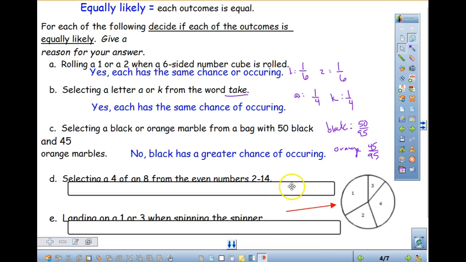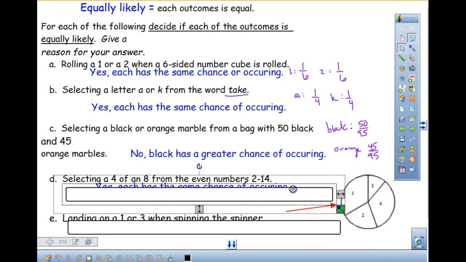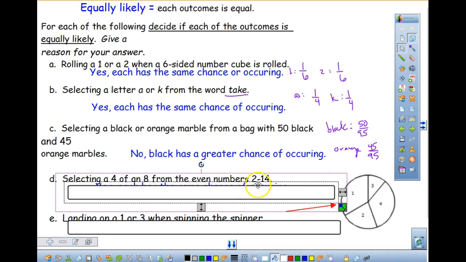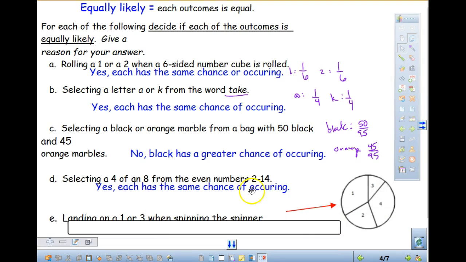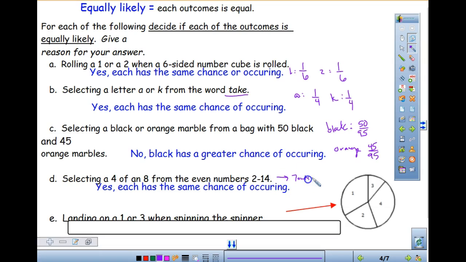If we are looking at this next one, selecting a 4 or an 8 from the even numbers 2 to 14, do we think that is equally likely? In this case, we would think, yes, it has the same chance because, again, you're looking at 2, 4, 6, 8, 10, 12, and 14. This is 7 outcomes. And getting a 4, the 4 would be once out of 7. Choosing an 8 would be 1 out of 7.